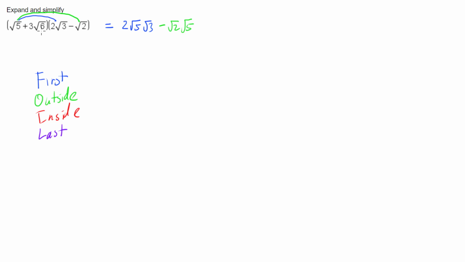Then I'm going to multiply the inside terms, so the two inside terms of the brackets. So I'm going to have 3 root 6 times 2 root 3. Both of them are positive, so my answer is going to be positive. 3 times 2 is 6, root 6 root 3. Let's make that 3 a little bit bigger, 3.